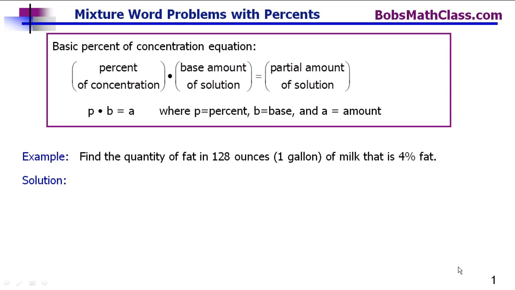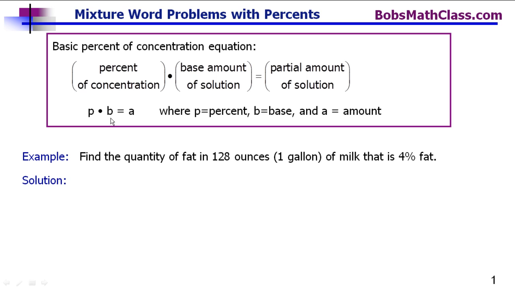Welcome. This video is on mixture word problems with percents. The basic percent of concentration equation: percent of concentration times base amount of solution is equal to the partial amount of solution. You're probably familiar with this equation. Percent times base equals amount.